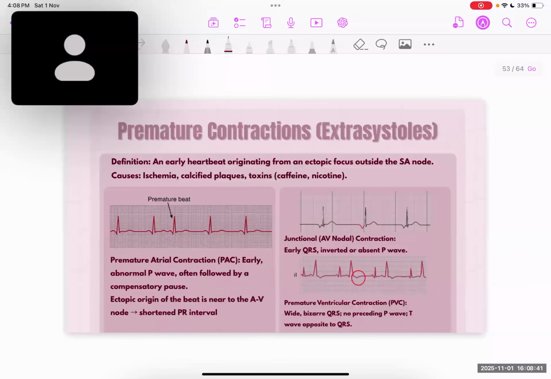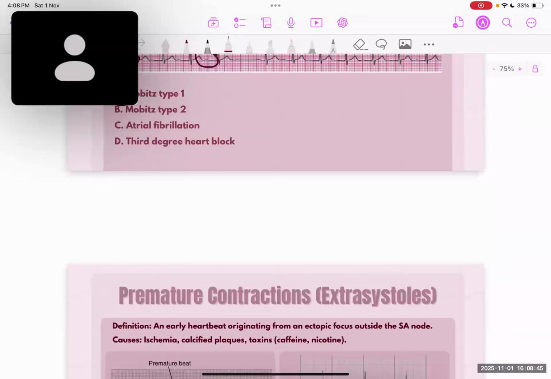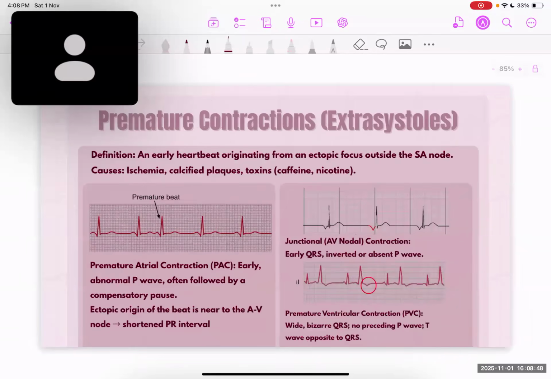Okay, but if it was the same, let's say this one and this one was the same, then it was a type 2, then it's type 2. Okay, so premature, let's come back to that.